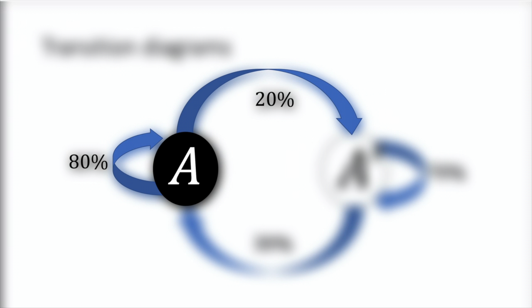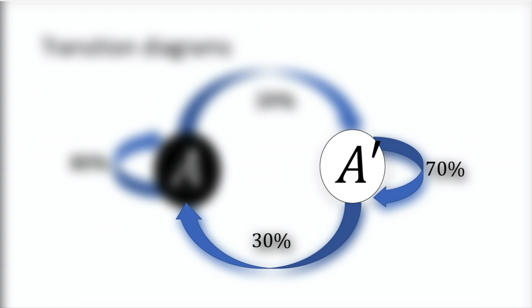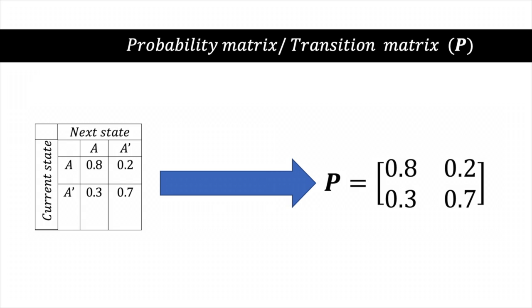For example, 80% of those initially with A stay with A, and by deduction, that means that 20% move to A', and 30% of those initially with A' will move to A, and again by deduction, we can determine that 70% stay with A'.